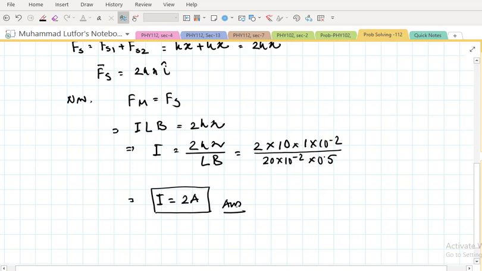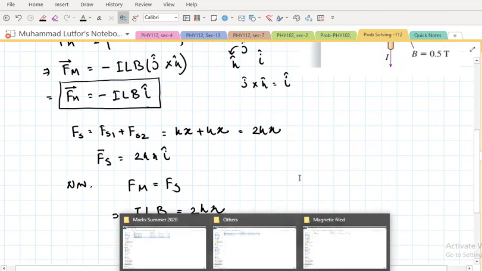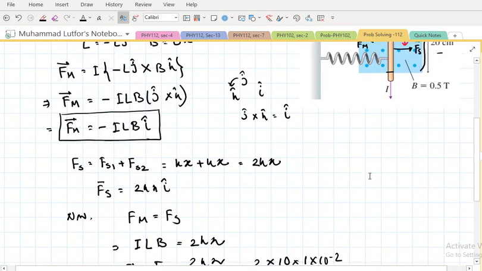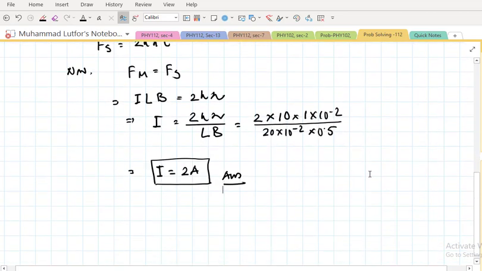Due to that 2 ampere current, the spring is going to be compressed 1 centimeter. Both springs are going to be compressed towards the negative x direction, that means leftward, due to this 2 ampere current in the wire. This is the answer of this question. Okay, thank you very much.